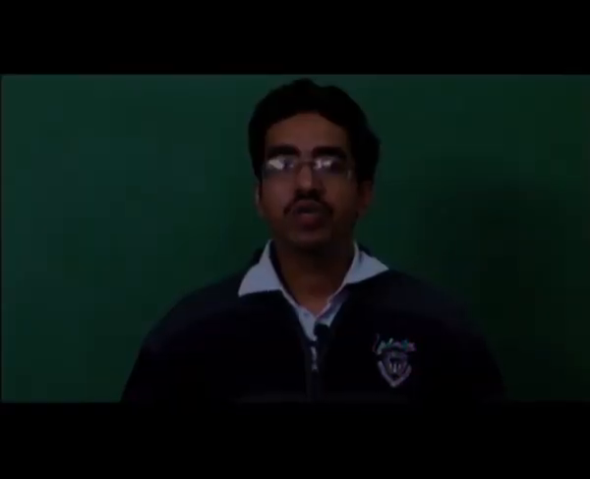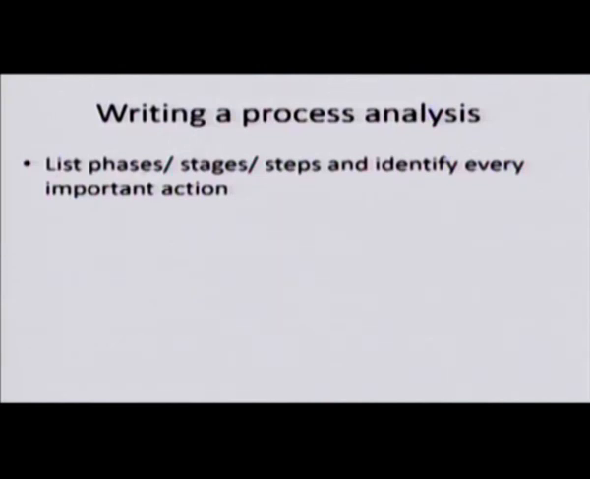So, moving on, if you are writing a process, what can you do? First, you need to list phases, stages, steps in detail and identify every important action. We saw in the example how to remove chewing gum. Every step is explained there, every possible action is included. Similarly, in the text about the containment procedure, every step is explained there. So, nothing is left out, not even a single detail.